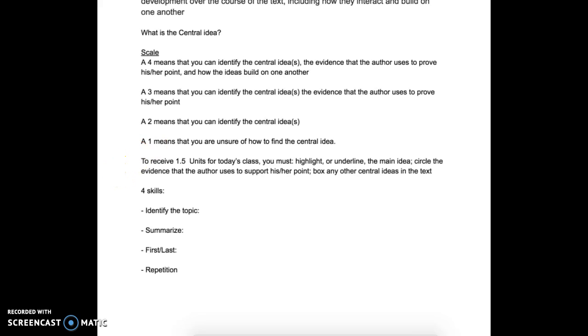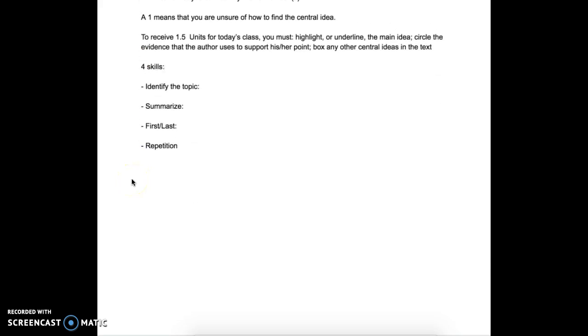To receive a unit and a half for today's article, you must highlight or underline the main idea, circle the evidence that the author uses to support his or her point, and put a box around any other central ideas in the text. Remember, too, that there's vocab that goes along with this stapled to the packet that you should have in front of you. The 4 skills that we're going to work on are identifying the topic, summarizing the story, identifying the first and last sentences, and then looking for those repeated ideas because, as we know, when an author repeats ideas, it usually means that there's some level of importance placed on those, and it will generally lead us to that main idea.